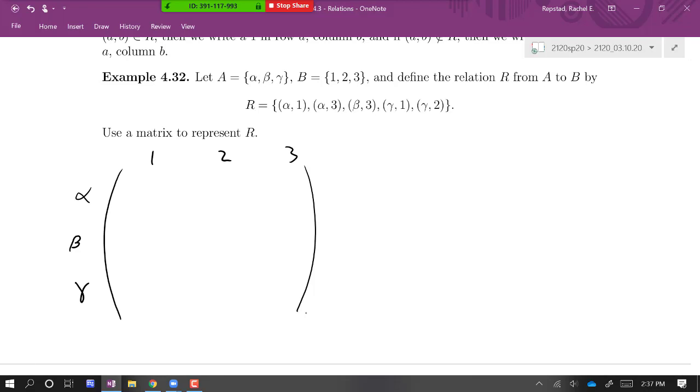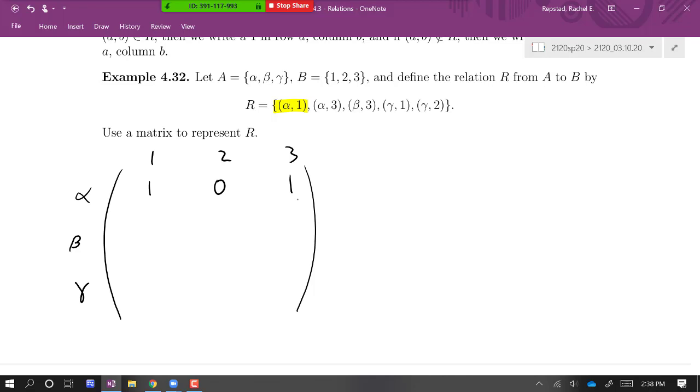To write the matrix that represents this relation, I look at those ordered pairs. Notice that alpha is related to 1, right? There's our first ordered pair. So that means in the alpha 1 position, I'm going to put a 1. Notice that alpha is not related to 2. Alpha 2 is not in the relation, so I'm going to put a 0 there. And alpha is related to 3, so I put a 1 there. So the matrix that represents a relation consists only of 0s and 1s, and it gets a 1 if the element A is related to B in that position. Otherwise, it gets a 0.